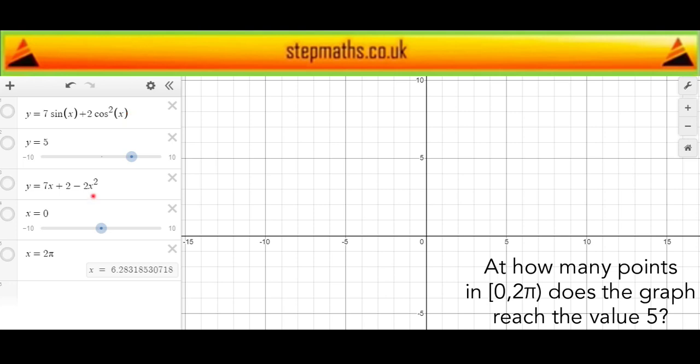So let's plot the relevant quadratic. It turns out to be this, 7x plus 2 minus 2x squared, once you've done a little bit of rearranging. So we look at 5 and say, look, we've got 2 points it crosses, right? So we need to deal with both of those. But this one doesn't really matter. Why not?